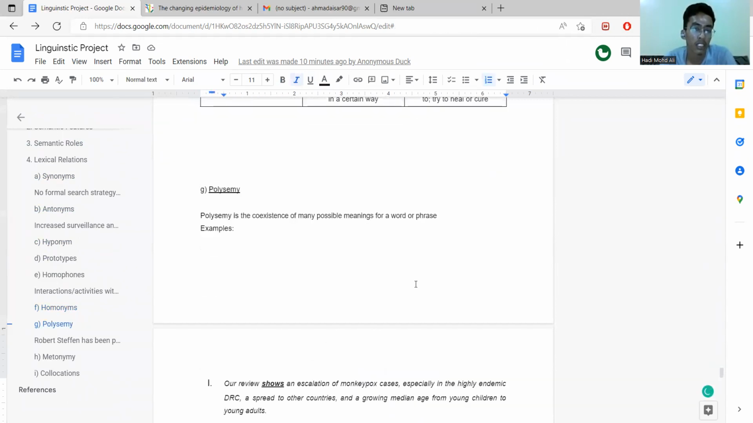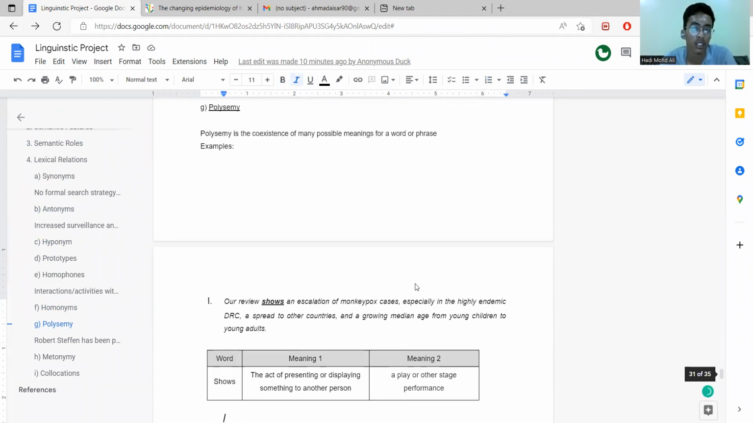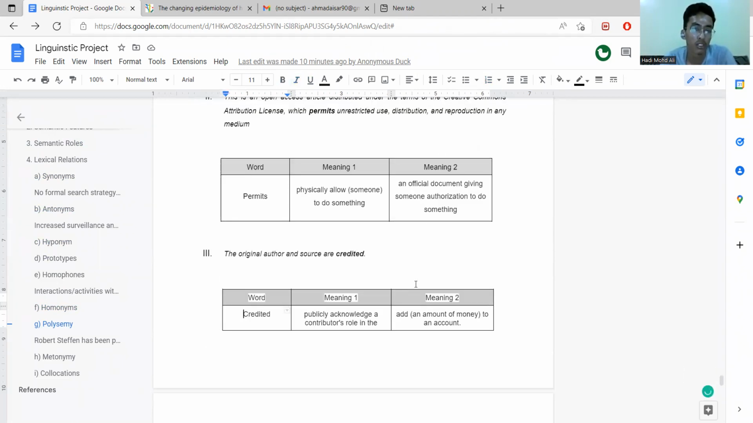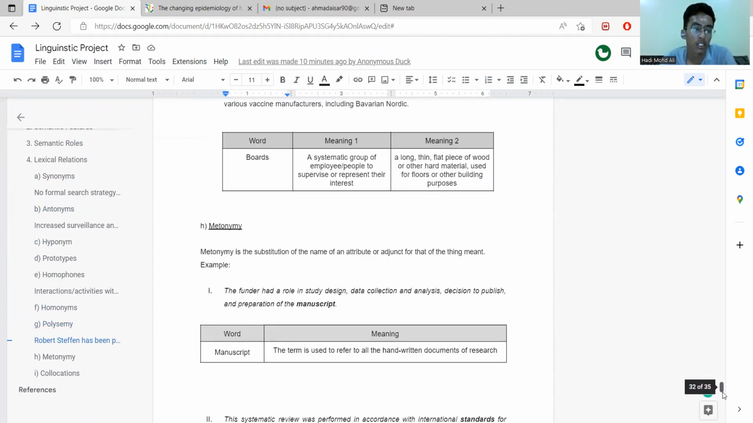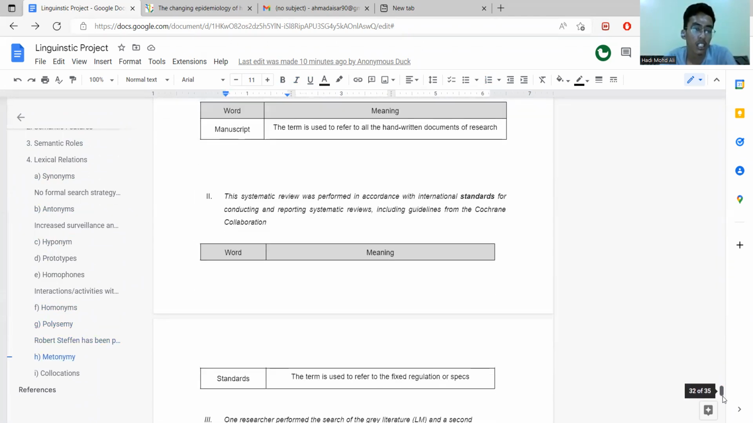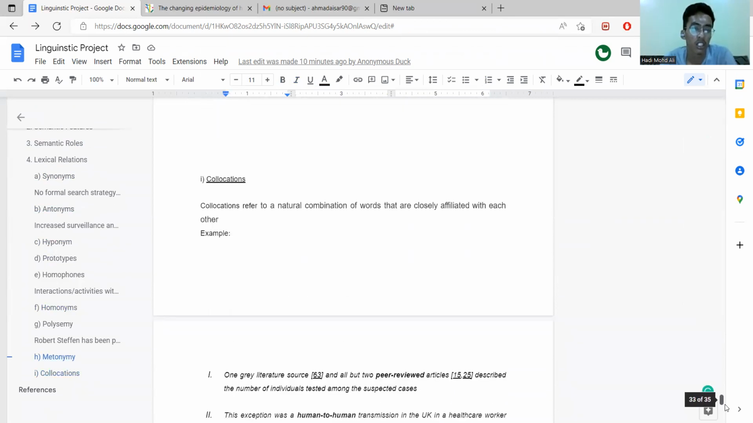Moving on to the metonymy, the substitution of the name of an attribute or adjunct for that of the thing meant. For example, manuscript: the term is used to refer to all the handwritten documents of research. The second one is standard, the third one is sheet, and the fourth one is ages. The last one is the collocation, which refers to a natural combination of words that are closely affiliated with each other.